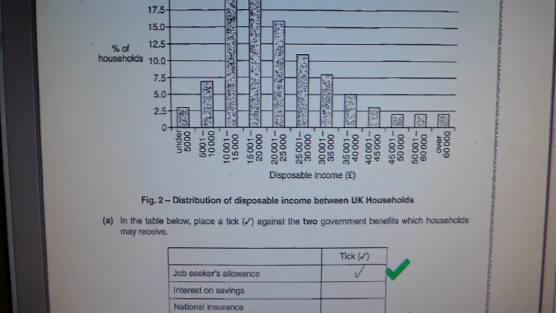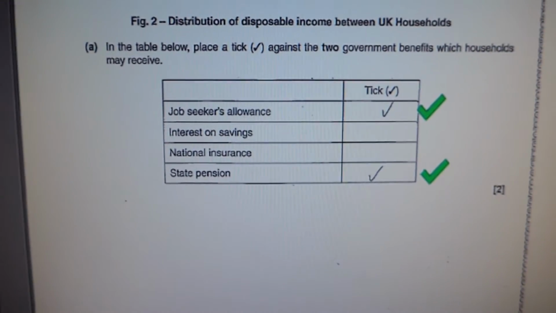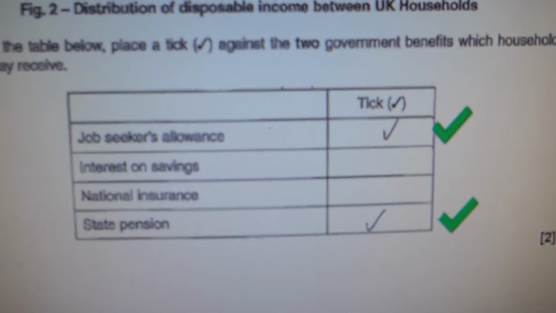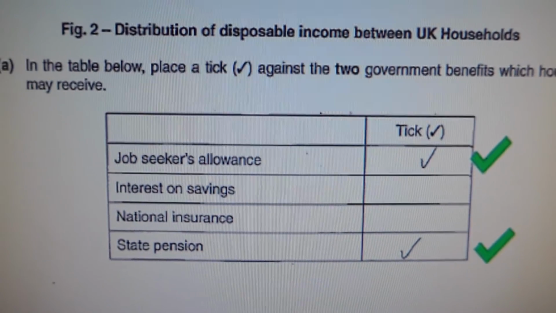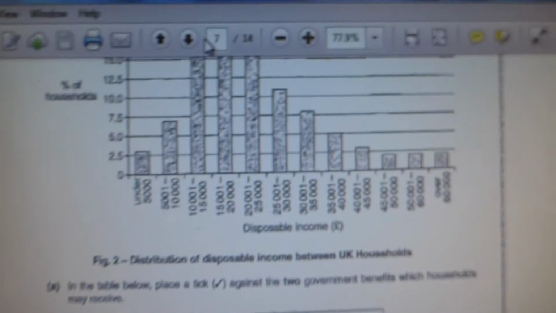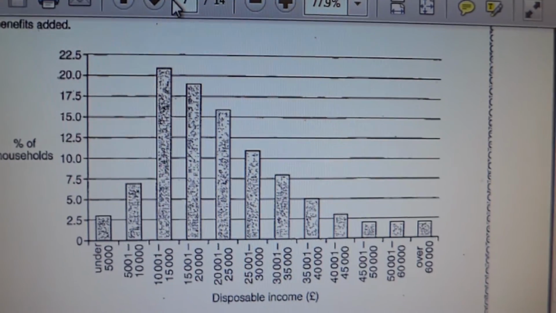Right, starts off very easy. Tick the 2 items which are government benefits. So answers being job seekers and the state pension. And then the next couple of questions refer to this particular data set.